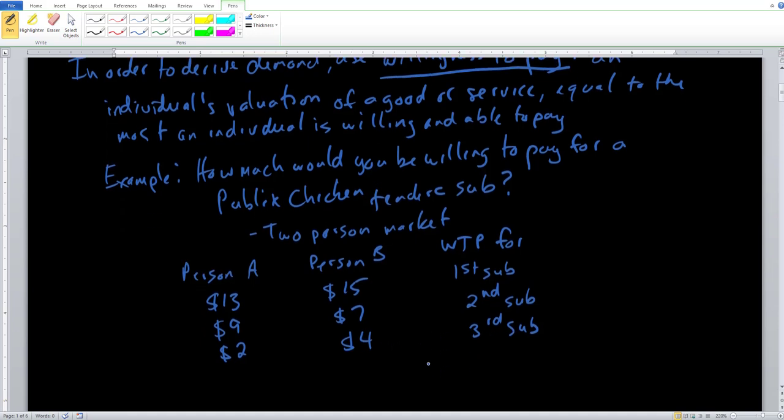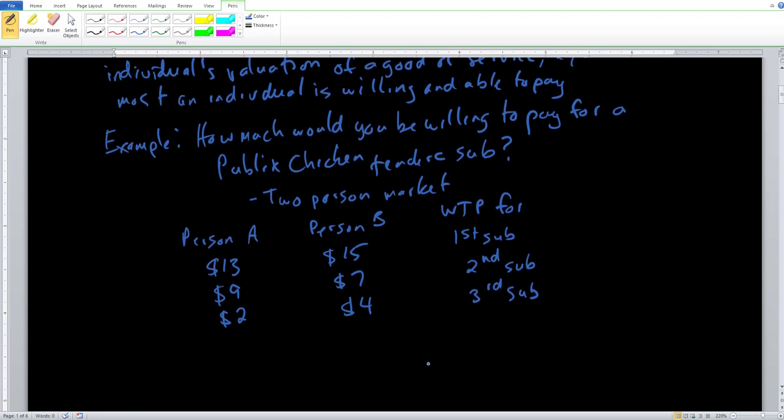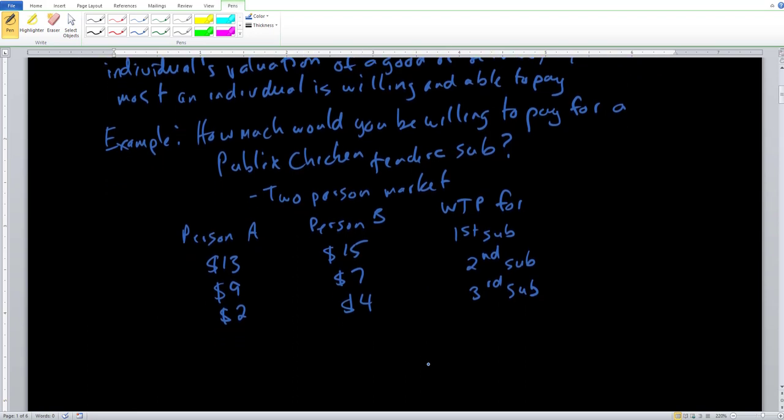So what do you think we have to do with this information right here in order for us to derive our demand curve? This goes back to our idea of efficiency, primarily allocative efficiency. What did allocative efficiency tell us? It tells us that whoever desires the good the most should be the one that gets this particular good first.